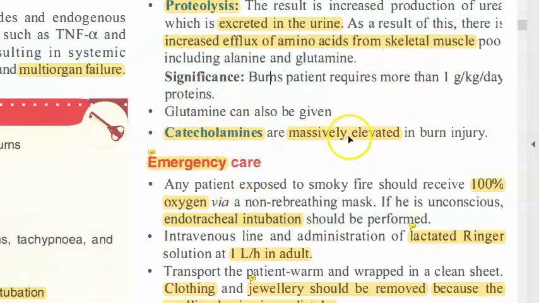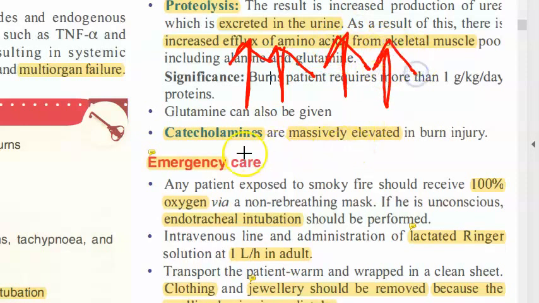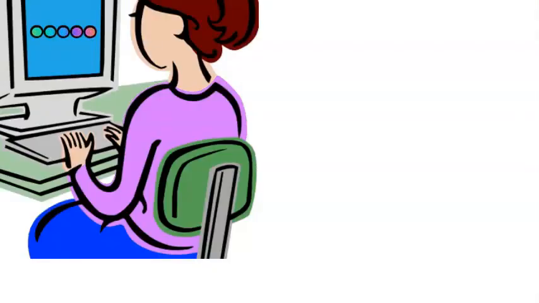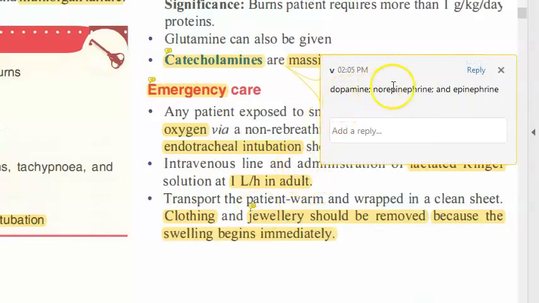Catecholamines are massively elevated in burn injury. So, guys, did you understand this? More glucose, more amino acids, more fatty acids, more catecholamines. Catecholamines are massively elevated in burns injury. Shall we move on, people? Before that, one question for you. What are catecholamines? Catecholamines are dopamine, norepinephrine, and epinephrine, adrenaline, basically.